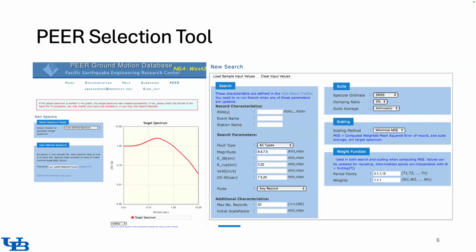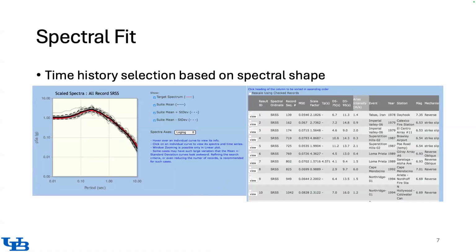We can also define how we want to score and how we want to apply weights for the fitting. Here we are saying that we want to fit the periods from 0.1 to 10 seconds and apply equal weights for all of them. If we click next, it goes through the database and finds the 20 time series that have the smallest error with respect to the objective function we have defined.